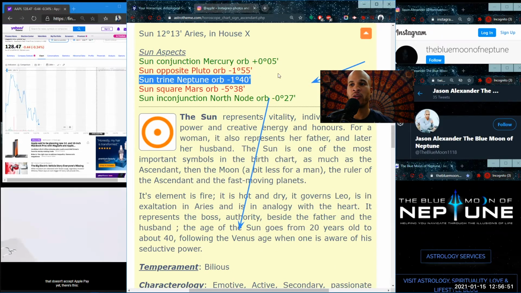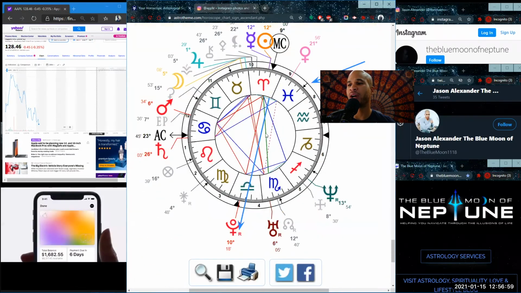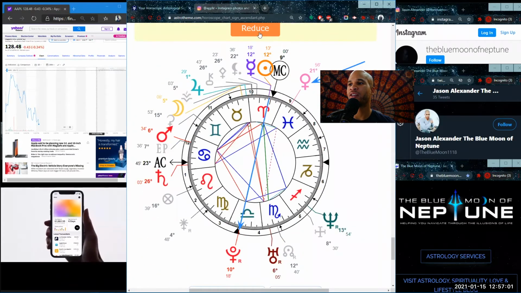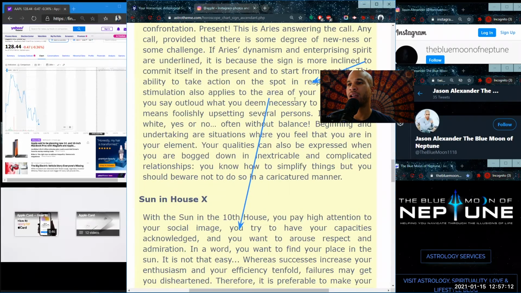Sun trine Neptune. That's very, very good energy. Neptune is the imagination. Neptune is fantasies. The sun trining that is a person who's not afraid to go after their fantasies, not afraid to go after what's in their imagination, not afraid to be imaginative and take on creative projects. Very, very cool. I like that.